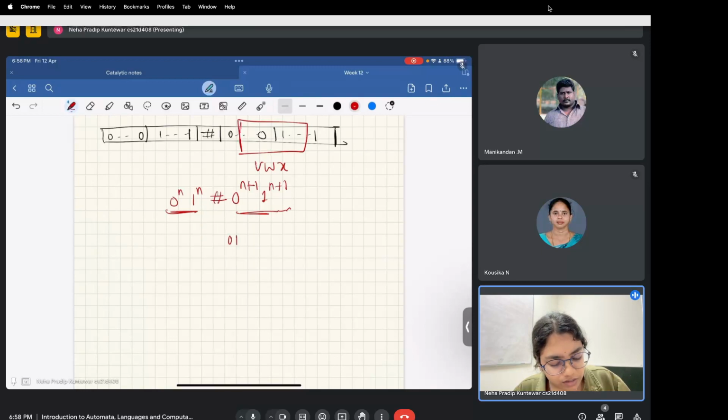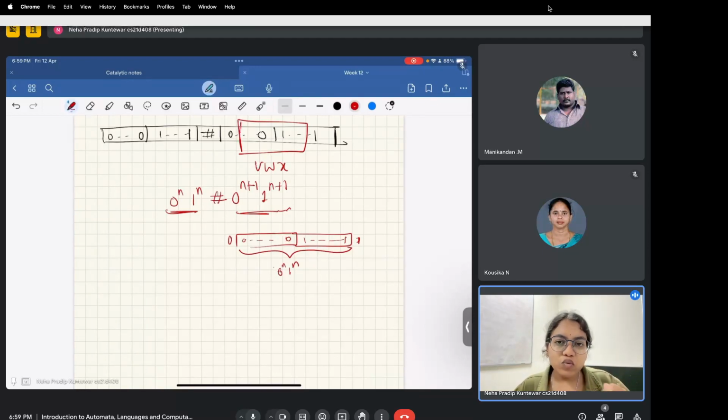So notice that this string is still a substring of 0 to the n plus 1 1 to the n plus 1, because this is 0 followed by n zeros, then you have n ones followed by 1. So this substring 0 to the n, 1 to the n occurs in the larger string. So in this case, no matter how you try to distribute this part here, if it is on the right hand side, it will end up giving you a substring only. So there is no easy way to get a contradiction if we pump up.